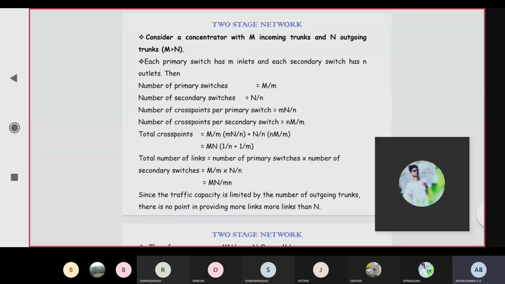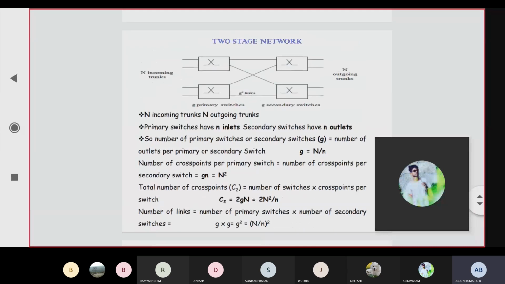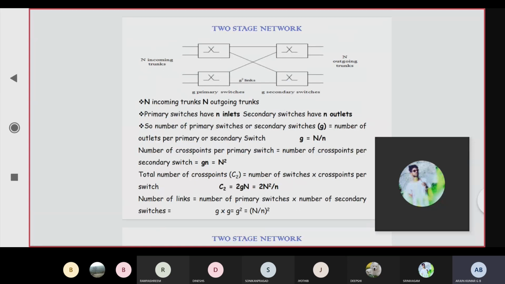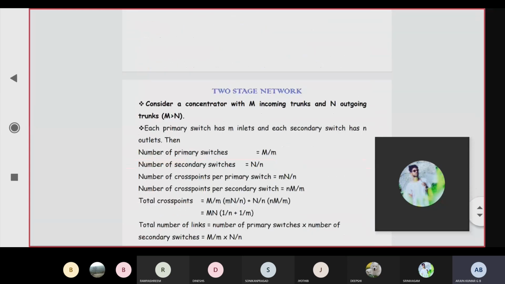For these conditions, we are considering m inlets for incoming inlets, and we are considering n outlets. That is, the secondary switches have n outlets, the primary switches have m inlets. Don't confuse here. In this figure, we considered both inlet and outlet having the same n, incoming trunks and outgoing trunks. Then inlets will be the same. But here I'm renaming: m is the incoming trunks and n is the outgoing trunks.